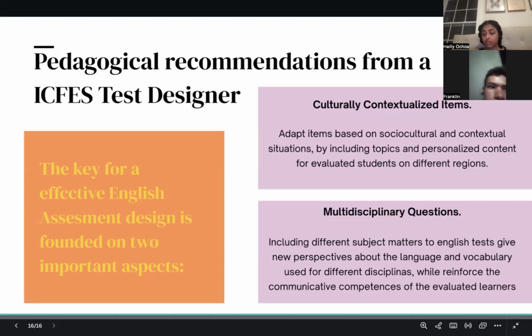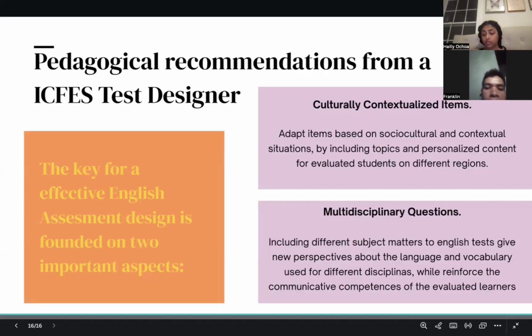It means that the questions are going to be based on open information of other subjects, for example, math, biology, philosophy, also things like the Spanish language. We can take the information from other subject matters and implement it in the design. Right here we can see, including different subject matters, English tests give new perspectives about the language and vocabulary used in different disciplines, which reinforces the communicative competences of the evaluated learners.